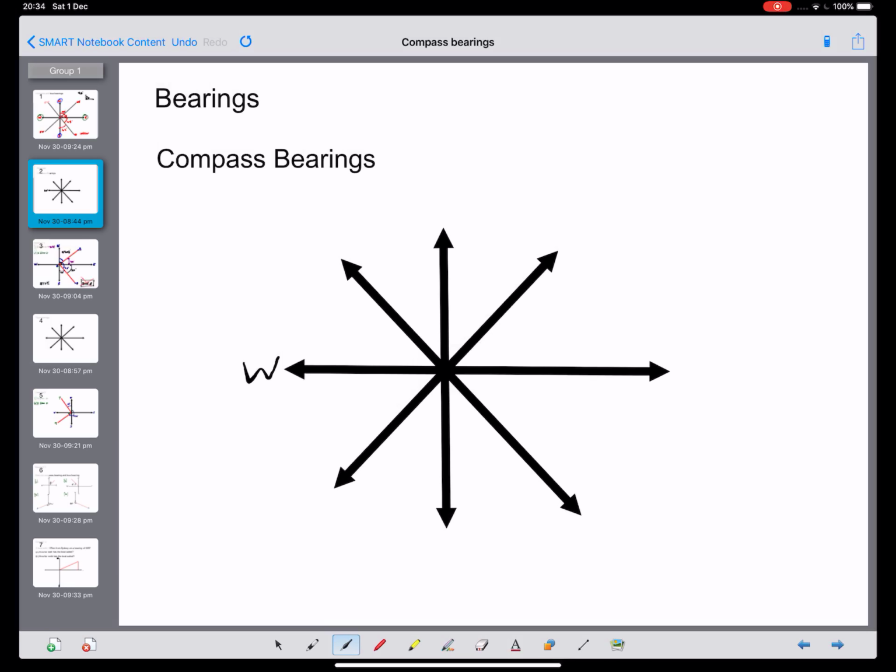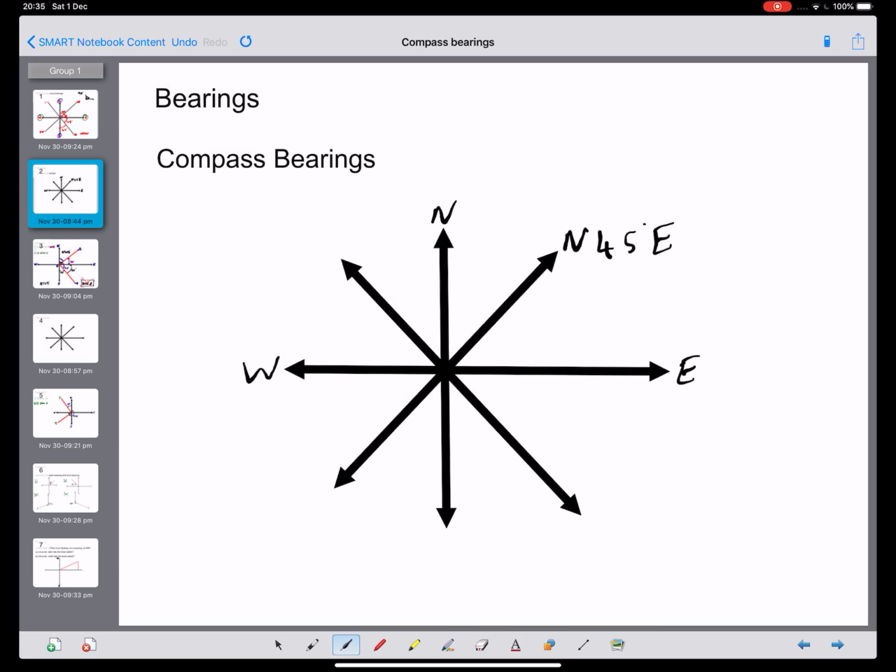Okay, so we would just write in for west as a compass bearing, it would be just west. If we wanted to write in, for instance, northeast, we would write north 45 east. See if you can pause the video and complete the rest of the compass bearings.